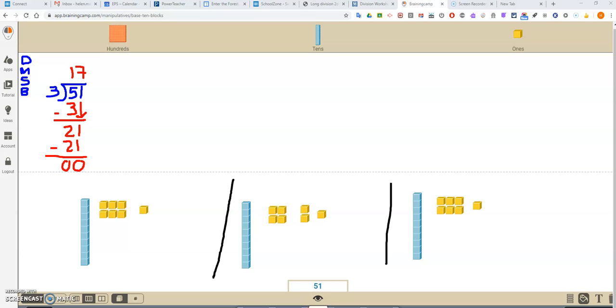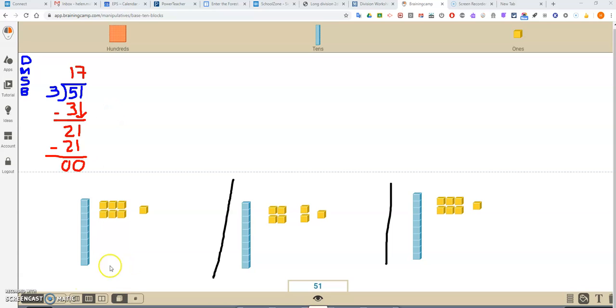Okay, now you're thinking, Miss Ma, this takes a really long time using base 10 blocks. And you're right, it does. The Alberta curriculum says you need to know how to do division using concrete objects, or in other words, objects that you can touch and move. But once you get used to using concrete objects, there is a shorter way.